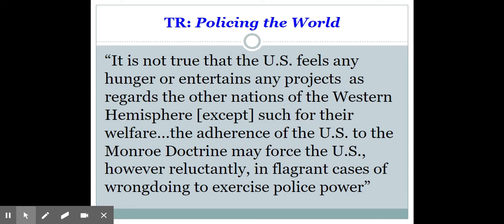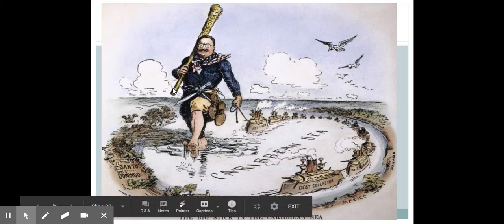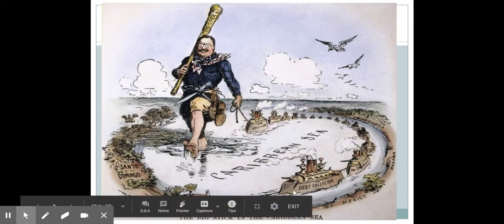When does the United States use its military for policing purposes? It'll be surprising in Unit 7 when they choose to police and when they don't, and the consequences of those choices. We have another great picture here of TR being like a happy boy holding his big stick and pulling his little ships that he's just had built as he plays in the mere puddle of the Caribbean Sea.